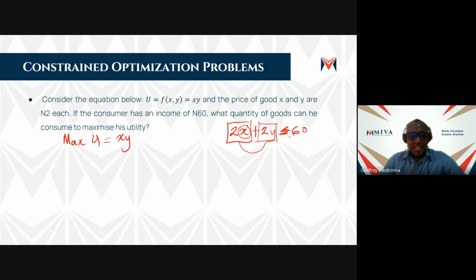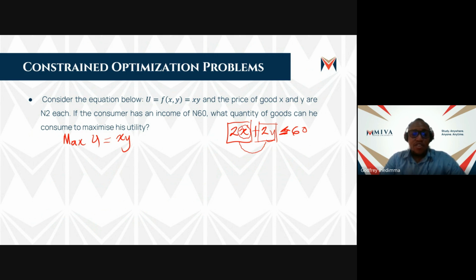If it is less than the income, it means that this guy is not spending all his money. If it is equal to his income, it means he is spending all his money. So whichever way, this is what is constraining him. If you leave this guy alone, he would consume X and Y as much as he wants. Remember, part of the axioms of consumer preferences is that consumers prefer more to less.